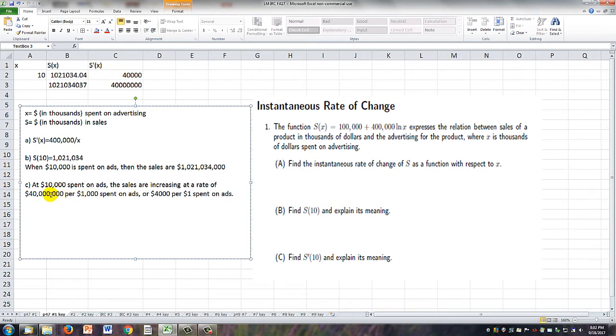And so then if you divide that out, that's 40,000 per $1. And it should be 1,000 because it's usually per one additional dollar spent on ads, but it's in thousands. So that's in 1,000. And then if you divide 40 million by 1,000, you just take 3 zeros off. You get $40,000 per $1 spent on ads.